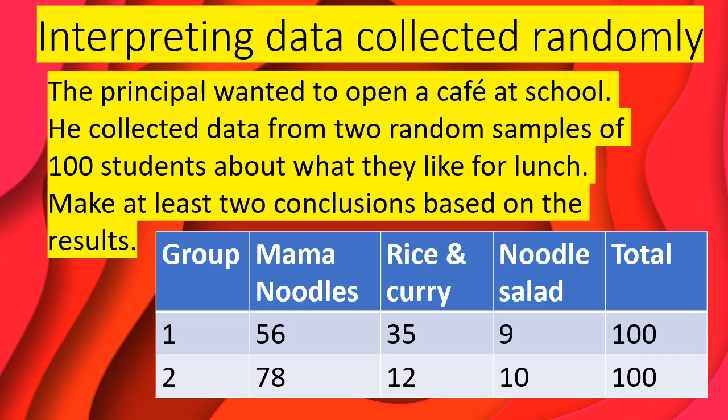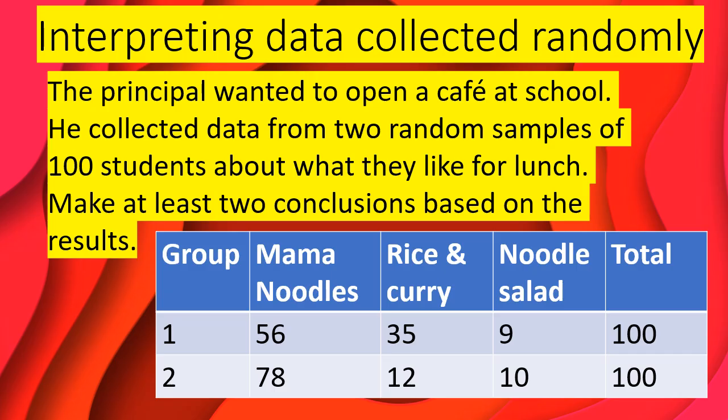Okay, this is about interpreting data that has been collected randomly. Here's the situation. The principal wanted to open a cafe at school. He collected data from 2 random samples of 100 students about what they like to eat for lunch. So here's the results of that. We have group 1 and group 2 in the left-hand column, and then the things that they chose out of 100 in the other columns for mama noodles, rice and curry, and noodle salad. So look at this data and try and draw 2 conclusions based on the data. Don't get too complicated about this. There's some fairly easy conclusions to be drawn from looking at it.